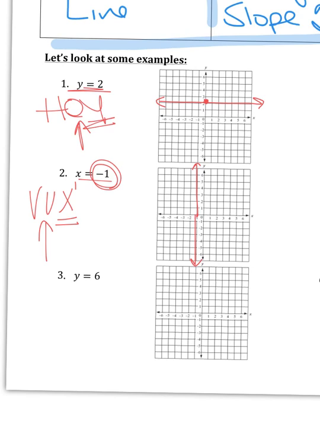If you look at number 3, is it going to be HOY or VUX? It's going to be HOY because it has a y and my equation has a y. So am I going to plot 6 on the y-axis or the x-axis? Well, I'm going to plot it on the y-axis. So I'm going to plot 6 on the y-axis. And is it going to be a 0 slope or an undefined slope? Well, it's going to be a 0 slope because of the O in HOY, so I go side to side.